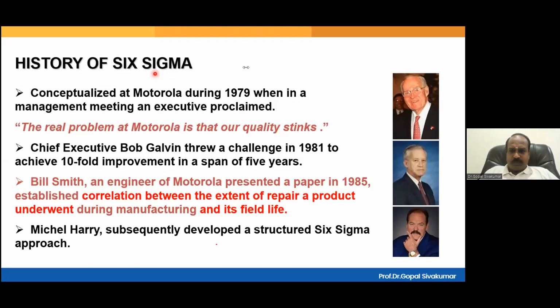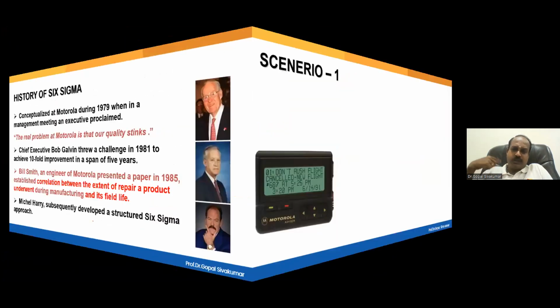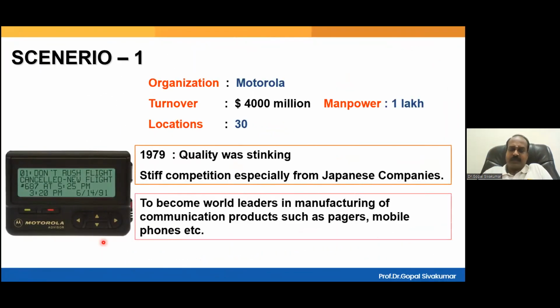And to support Bill Smith, engineer, another person also was given the responsibility. His name is Dr. Michael Harry, who is a statistician. The combination of engineering and statistical brain really helped Motorola to come out very well.